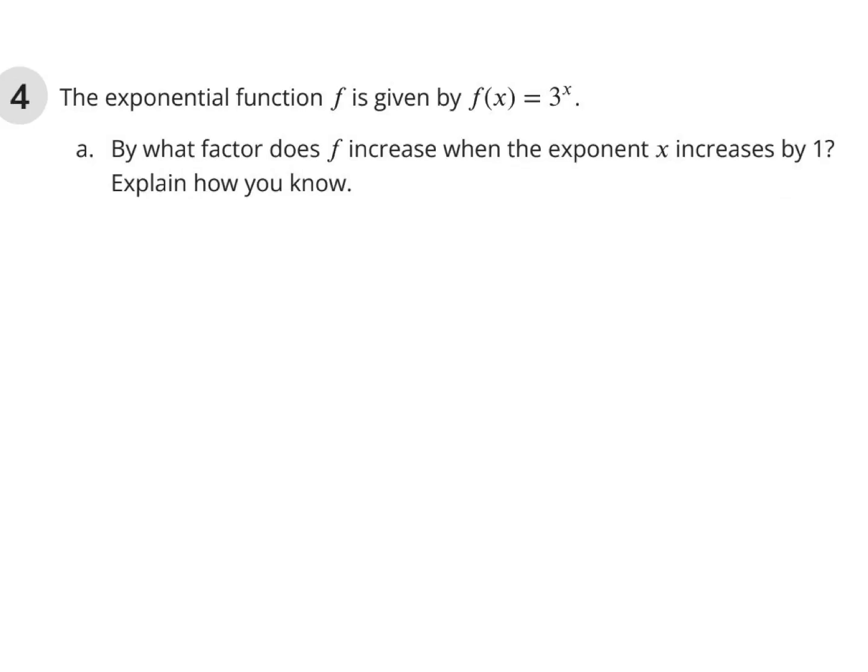Okay, the exponential function is given by 3 to the x. So apparently there's no a, and we're just dealing with 3 to the x power. So now when we say factor increase, what do we multiply by each time? So 3 to the x plus 1 equals 3 to the x times 3 to the 1. So this is our factor increase. We're multiplying by 3 each time.